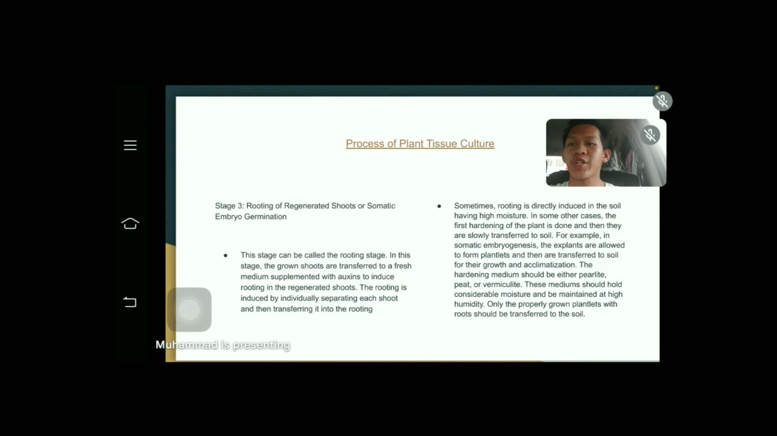So next, stage 3, rooting of regenerated shoots or somatic embryo germination. This stage can be called the rooting stage. In this stage, the grown shoots are transferred to fresh medium supplemented with auxin to induce rooting in the regenerated shoots. The rooting is induced by individually separating each shoot and transferring it into the rooting medium.